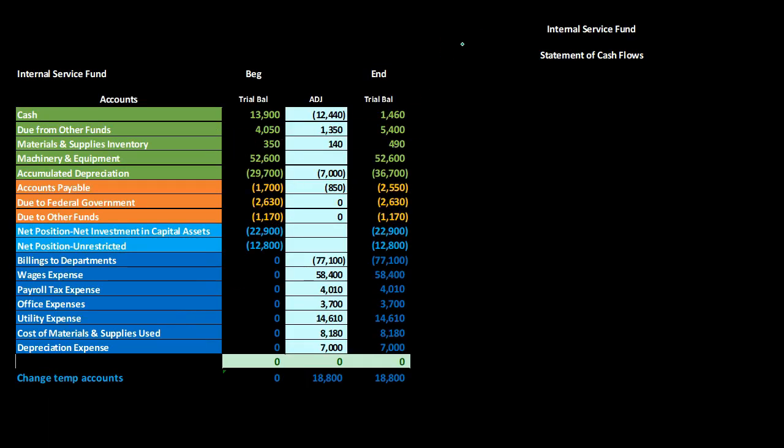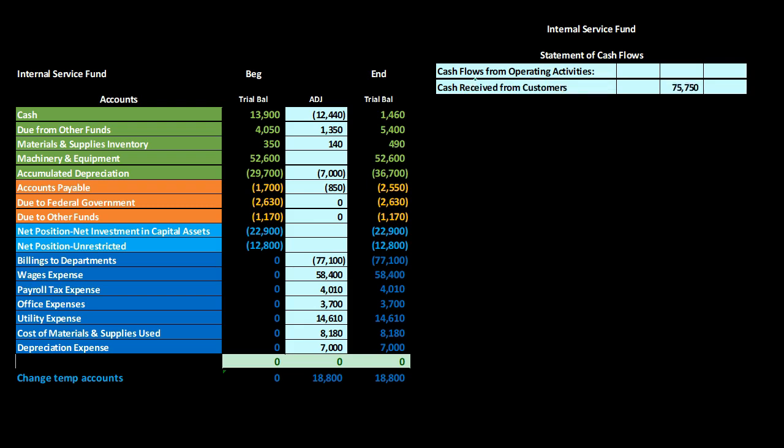Now, when we look at the statement of cash flows, we're going to look at a more of a direct method, and then we'll look at an indirect method. So we'll start off with the statement of cash flows from operating activities. We're going to start off with a more of a direct method here. We've got cash received from customers.